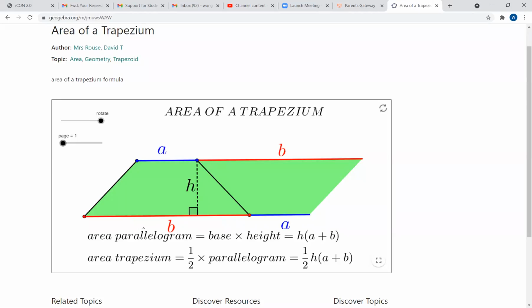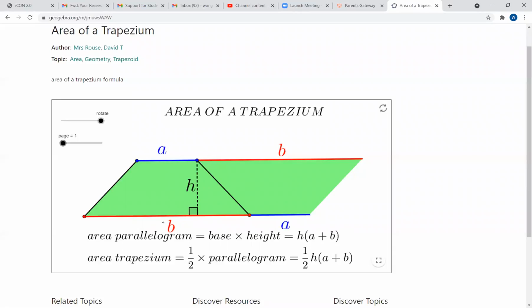Look at the bottom. Here. This is the base. Can you see the cursor moving? Very hard to see. The red color line plus the blue color line. That is your base of the parallelogram. So the answer for the base is A plus B. Okay? That is the base of the parallelogram.